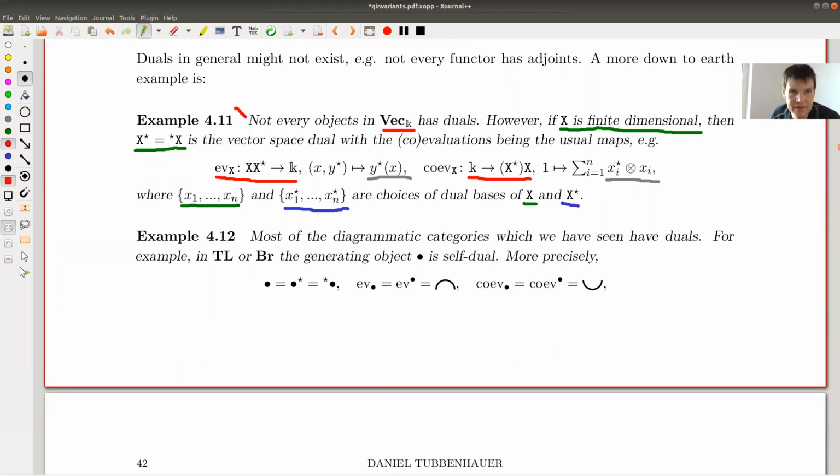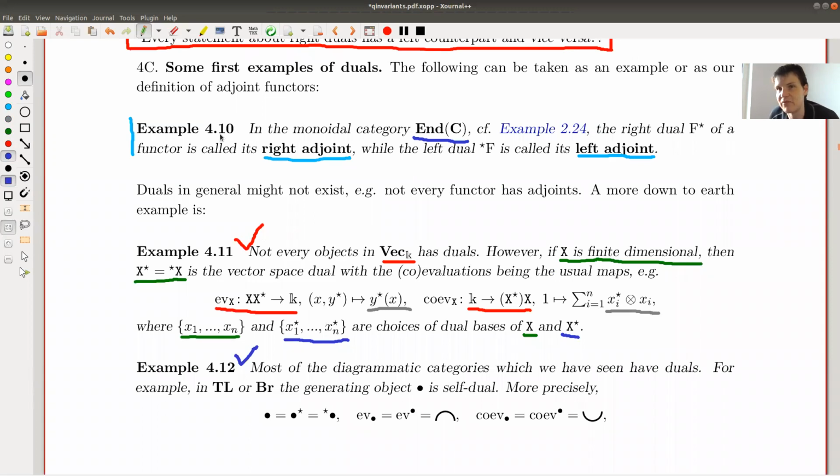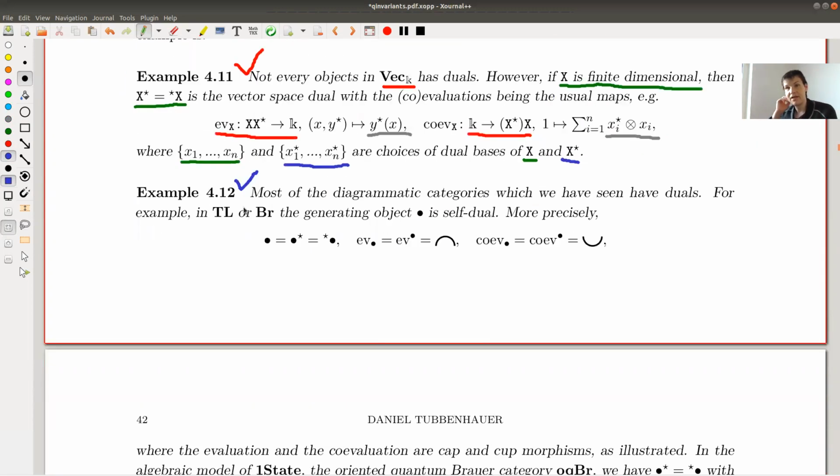Yes, so this is a nice example. It's an example to keep in mind. And here's a diagrammatic example. It's another nice one, but it's a little bit of a fancy example. Here's another nice example. Something you should really keep in mind, because those two are basically the two prototypical examples. So most diagram categories which you've seen have duals. And the duals are exactly the maps you think they should be, and they're the maps diagrammatically of how I would like you to think about duals.